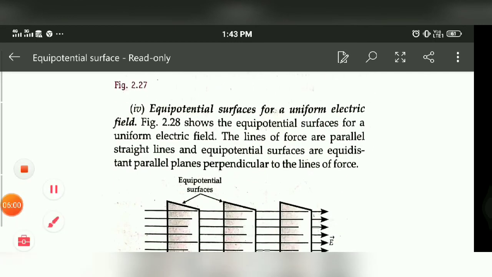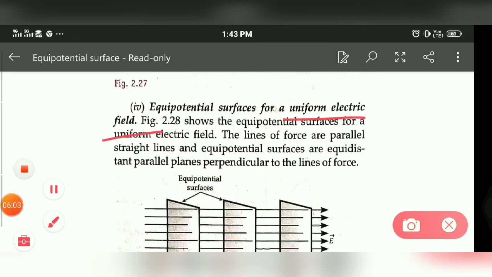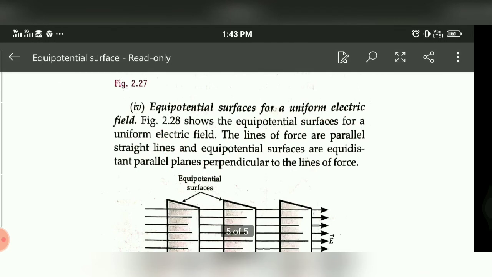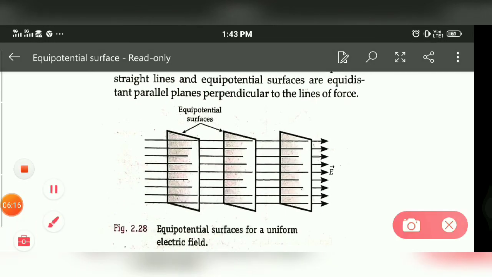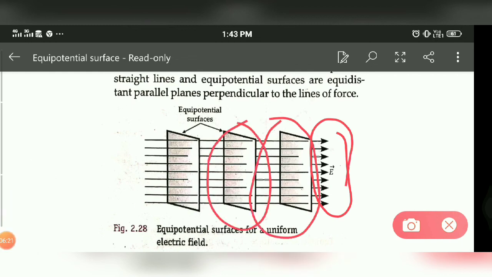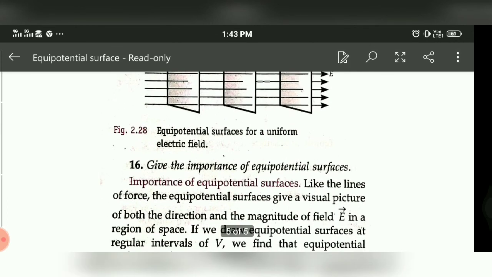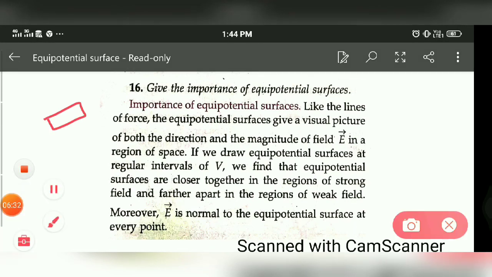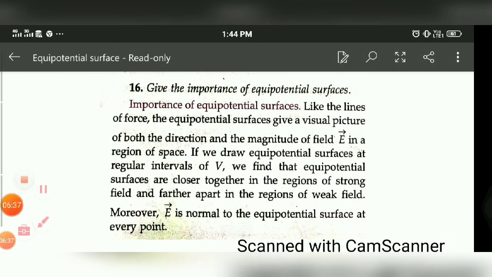For a uniform electric field, equipotential surfaces are equidistant parallel planes, perpendicular to the field lines. As we know, equipotential surfaces are always perpendicular to the electric field. So for a uniform electric field, if the field lines are parallel to each other, the equipotential surfaces are parallel planes. This is the equipotential surface. So the more closely they lie to each other, the more the electric field. The farther they lie from each other, the less the electric field there.